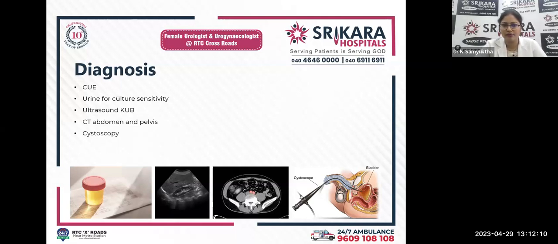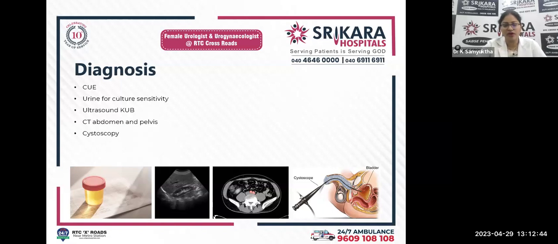The other tests that I put in a PPT, like CT and cystoscopy, come into the higher advanced stages. But the two basic tests that can detect this are CUE. CUE means complete urine examination. This will tell you about the total amount of pus cells present, whether any RBCs are present, whether there is bacteria or not, any other substance like sugars or albumin, how is the urine pH, what is the color of urine. All of this is told in a complete urine examination.